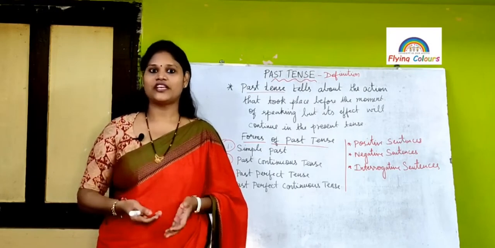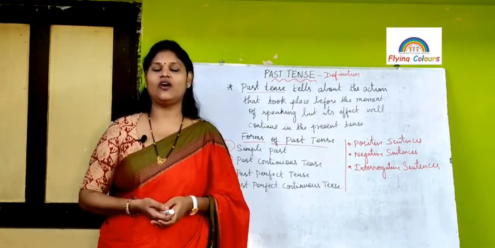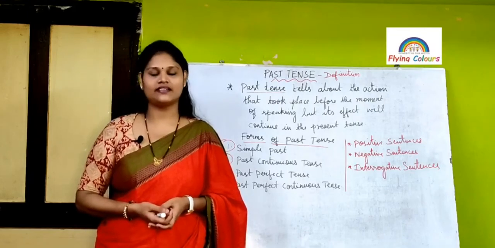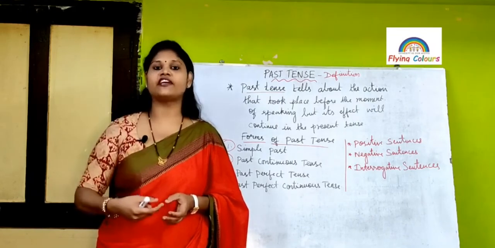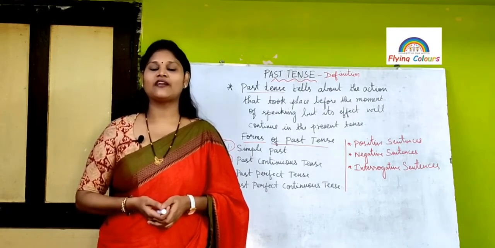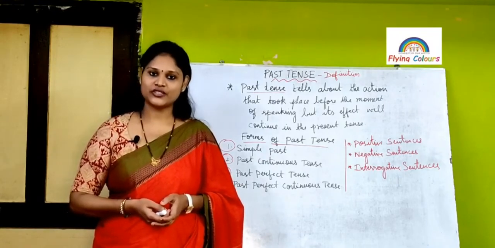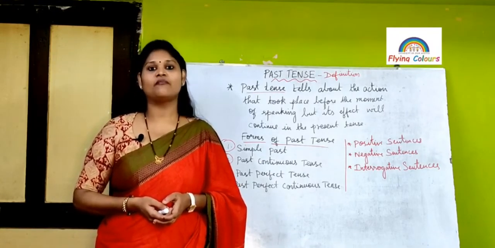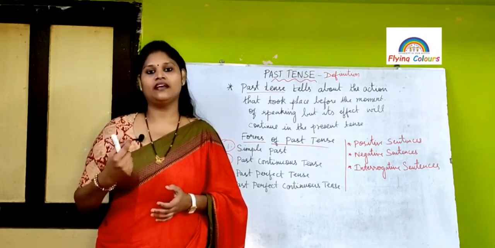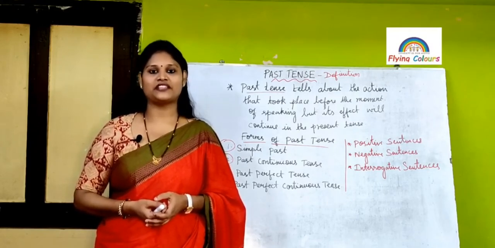I'm going to tell you the definition for past tense. Past tense defines or tells about the actions which happened in the past, but its effect will continue in the present. This is called past tense. And we have four forms of past tense: simple past, past continuous tense, past perfect tense, and past perfect continuous tense. These forms will come in positive sentences, negative sentences, and interrogative sentences.